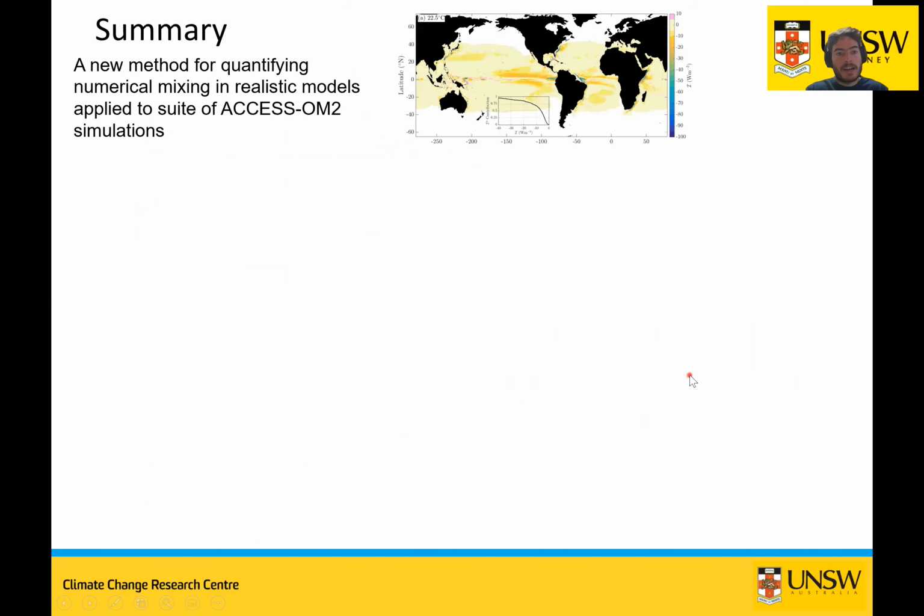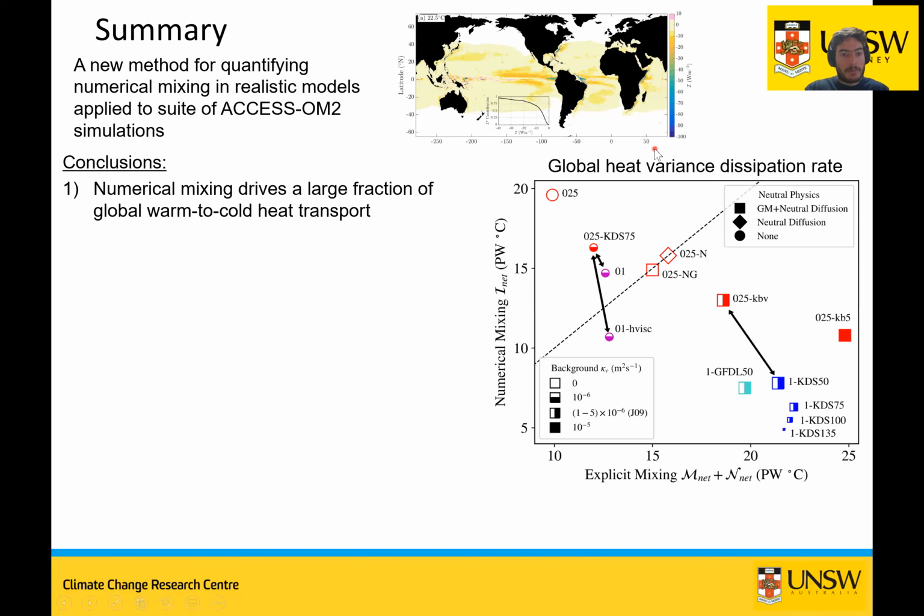Okay, so just to summarize, I've put together a new method for quantifying numerical mixing. The key point is it's in realistic models and gives us an idea of the spatial structure. I applied this to a suite of ACCESS-OM2 simulations. Conclusions: we've seen that numerical mixing is pretty significant in these models. It drives a large fraction of the global warm to cold heat transport. I summarize that in a diagram on the right here.